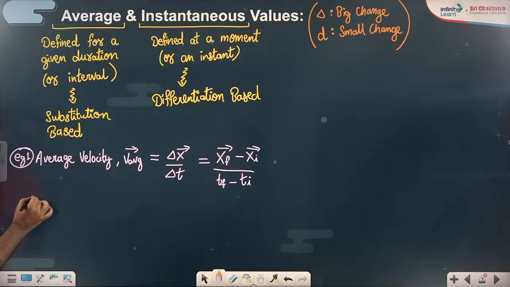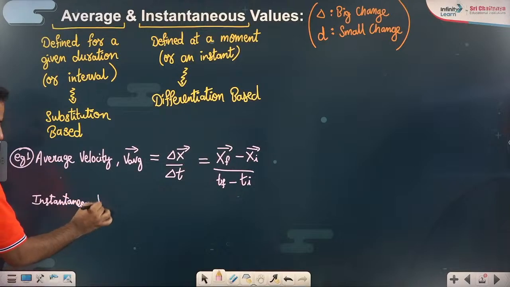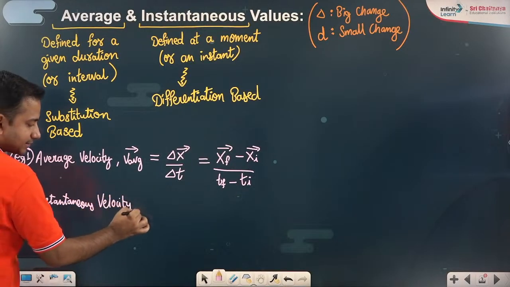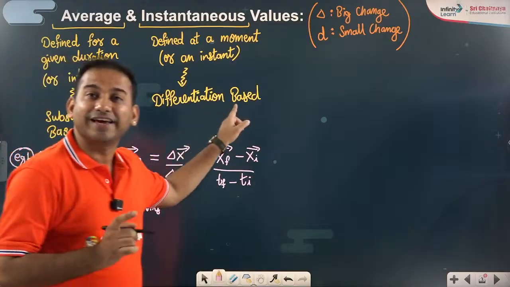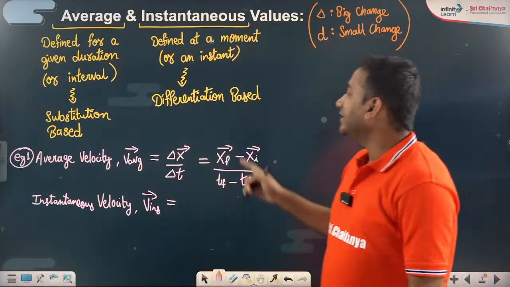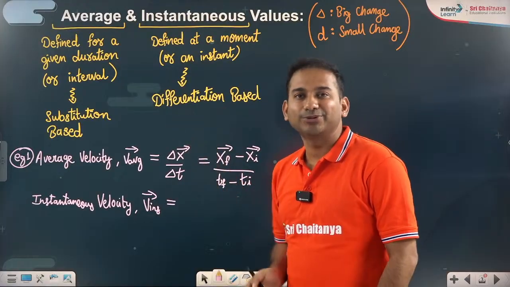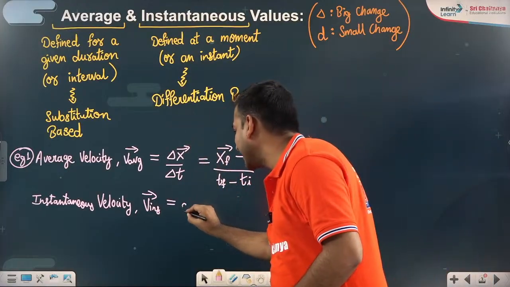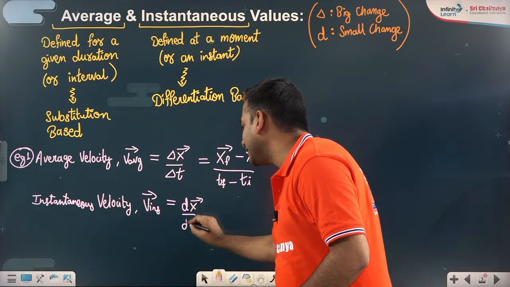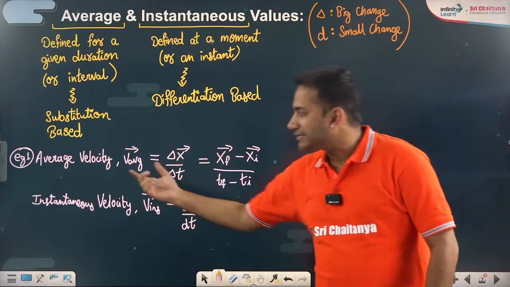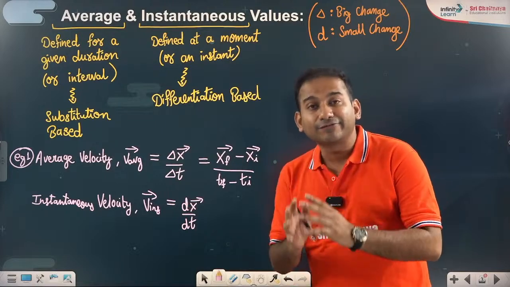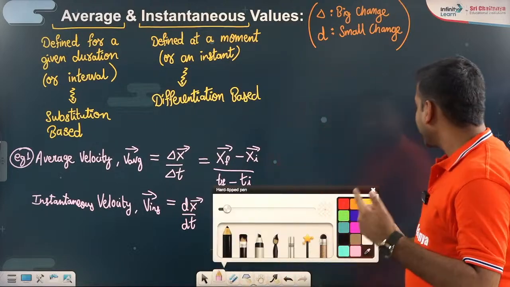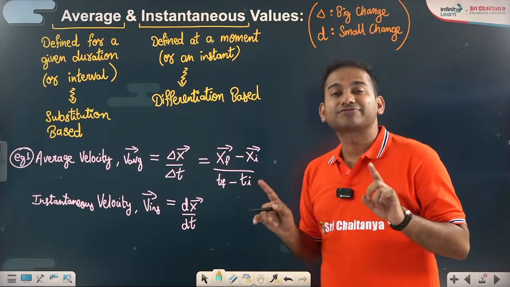Whereas if they are asking you instantaneous velocity, then we can write this instantaneous velocity, v subscript instantaneous. For instantaneous things, we have to deal with small changes. And for dealing with small changes, which mathematical tool will come into the picture? Yes, differentiation. So you should be writing it as dx vector by dt. So what you can see, average values are based on substitution, whereas instantaneous values are based on differentiation.